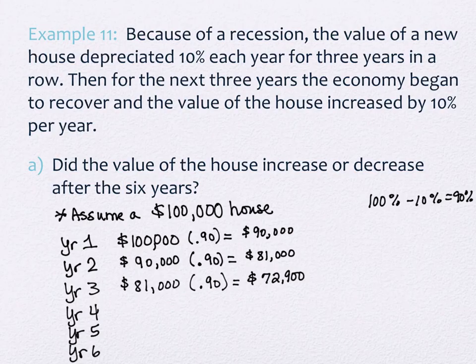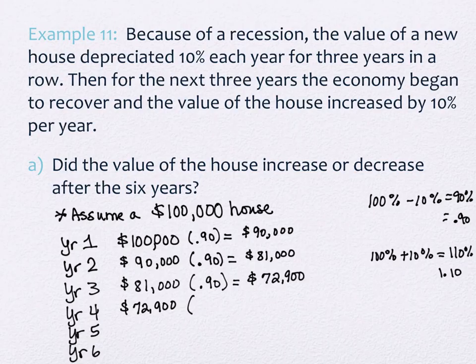Years 4, 5, and 6, what happens? It increases. So this next year, the year 4, the 72,900, instead of it going to 90% of the value, it needs to go up. So instead of 100% minus 10%, I want 100% plus 10%. So if I do 100% plus 10%, what do I get? 110%. And as a decimal, this one was 0.90, this would be 1.10. So we're going to do times 1.10. And we're going to do that for all 3 of our last years because it goes up 10% in each year. So I'm going to jump to where we are with these numbers.